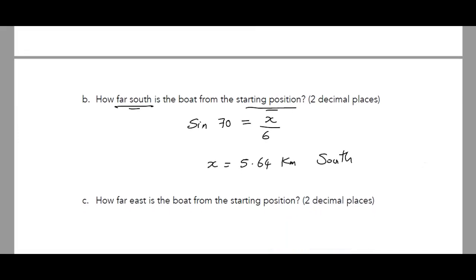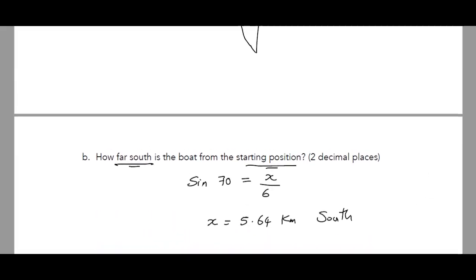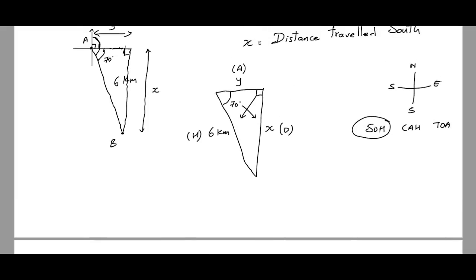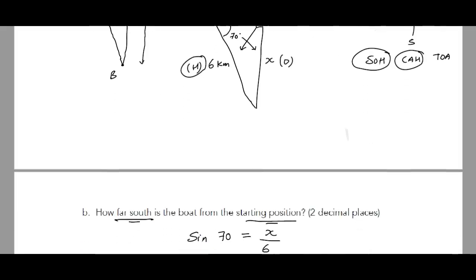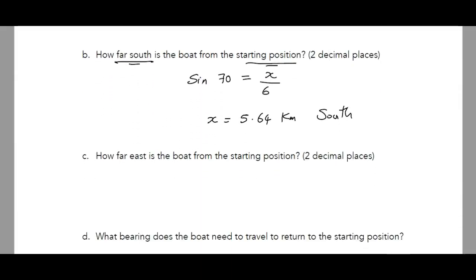So moving on to my second part, which is how far east is the boat. If you have a look at this diagram again, the east distance in this triangle is y, which is our adjacent side, and 6 kilometers is our hypotenuse. For this particular situation, the only ratio which has A and H is our cosine ratio. So we are going to use the cosine ratio for this example.